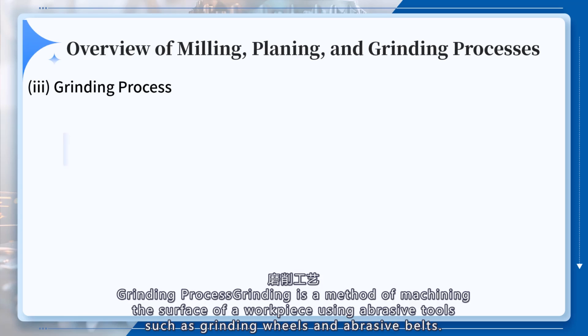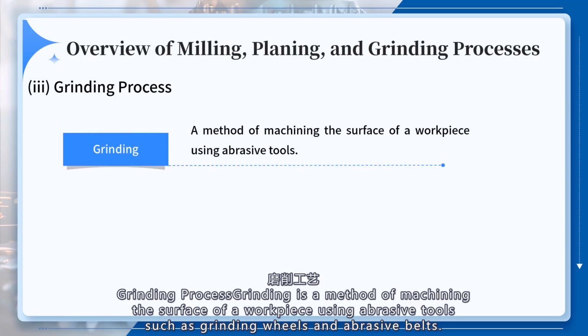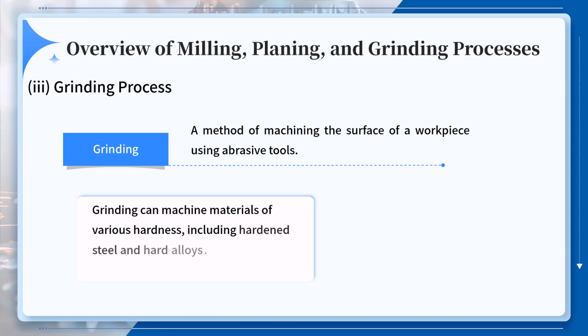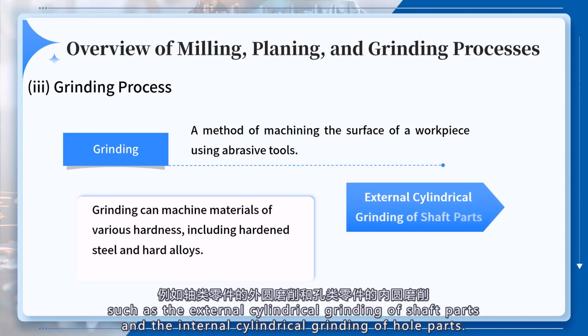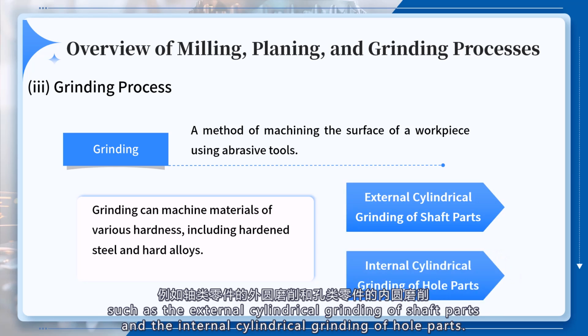C. Grinding process. Grinding is a method of machining the surface of a workpiece using abrasive tools, such as grinding wheels and abrasive belts. It can process materials of various hardness levels, including hardened steel and hard alloys. Grinding is often used for the finishing of parts, such as the external cylindrical grinding of shaft parts and the internal cylindrical grinding of hull parts.